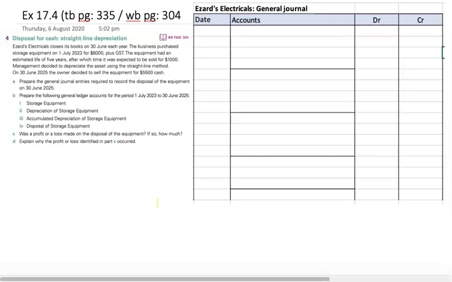And if you're working from home and working with me, you'll find this in your Macmillan textbook on page 335 and the workbook page 304. So what is this question asking us?